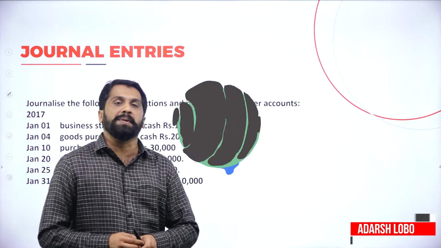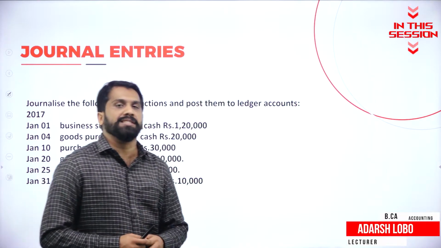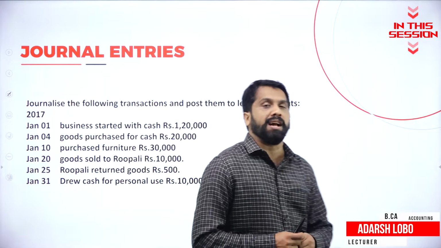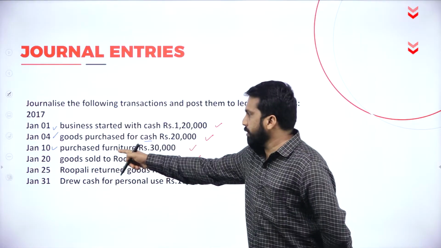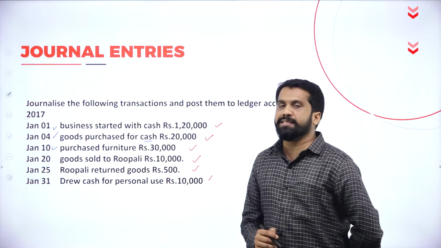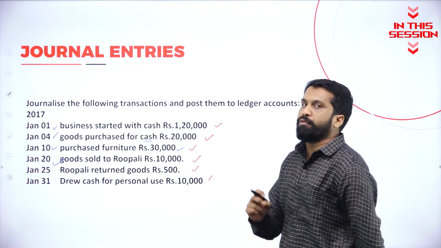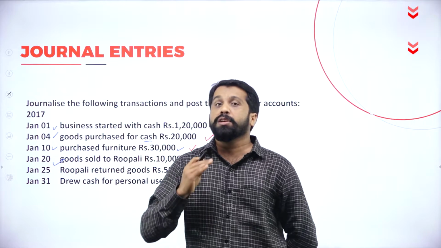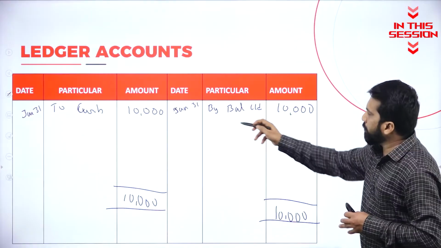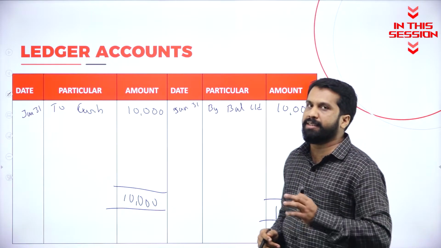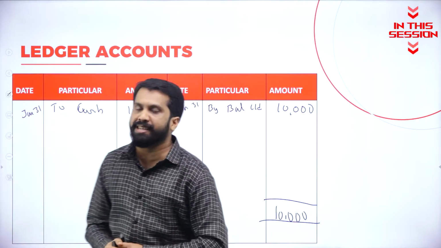You are supposed to prepare journal entries as well as ledger accounts. Even though the word cash is not there, we will consider it. Why? Because it is a purchase of furniture. As I told you, if you find a word called return, you have to look up. Whatever balance carried on I am writing, that is nothing but your balancing figure.